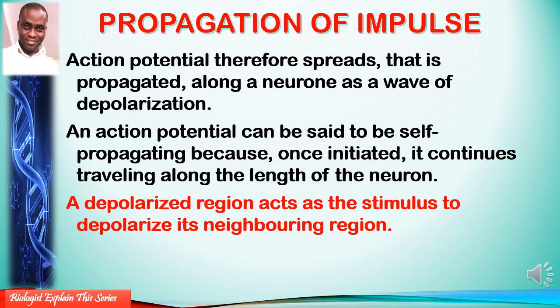Once a region of a neuron is depolarized, that depolarized region acts as the stimulus to depolarize the next region. And that region, now having become depolarized, depolarizes the next region. And this region now that's depolarized acts as the stimulus to depolarize the next region. So an action potential simply spreads along the length of a neuron in the form of a wave of depolarization. So a depolarized region acts as the stimulus to depolarize its adjacent polarized region. I hope you are enjoying this discussion so far.